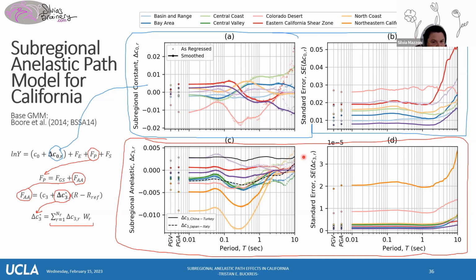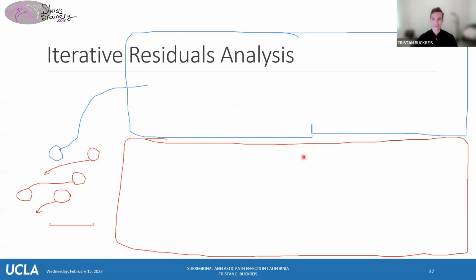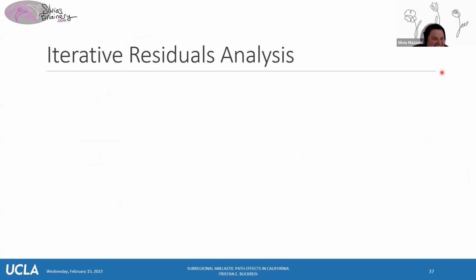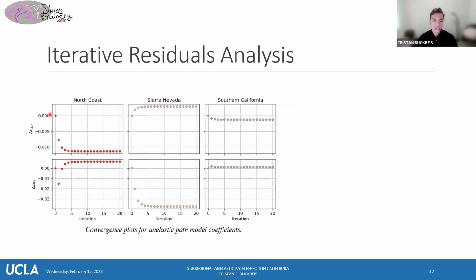Cool. So then I'd like to also just highlight the iterative procedure because I mentioned that this is an iterative step. So the first thing is that our coefficients change with each iteration. This is plotting the subregional coefficient on top, the constant on the bottom for 3 different regions. And you can see that there's pretty big changes within the first 5 iterations or so, but then they converge to a pretty constant value. Where we see strong path effects, the coefficients change a lot more; where there aren't strong path effects, the coefficients are a lot more stable because the model itself is just more stable for those regions.